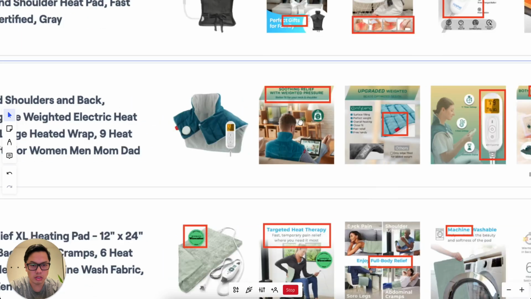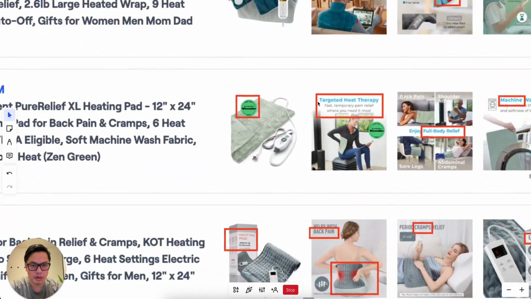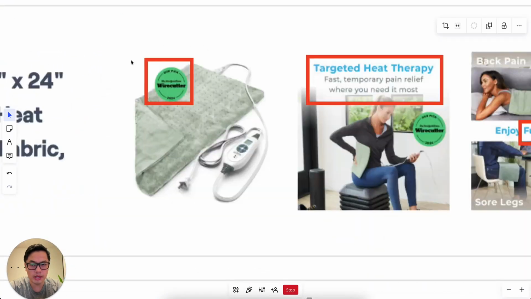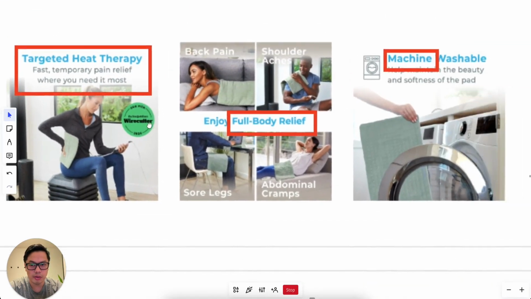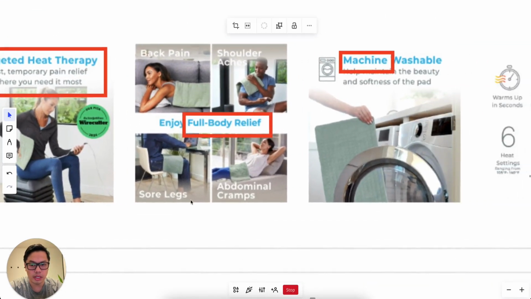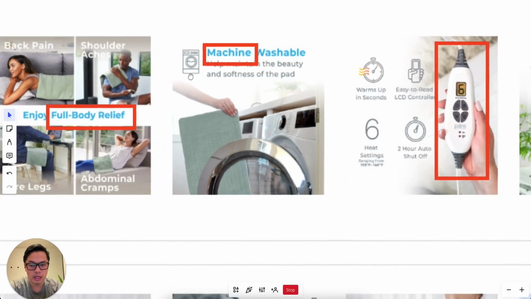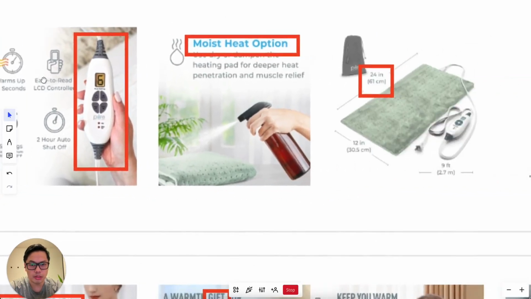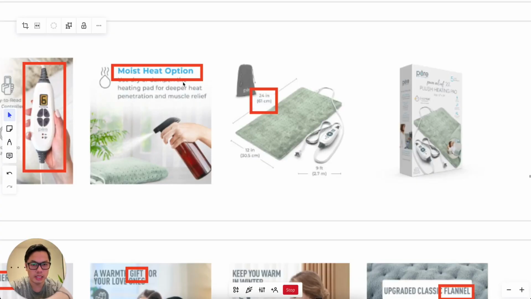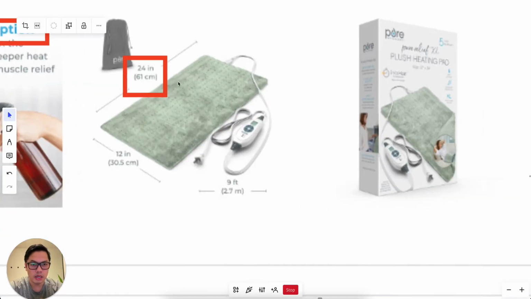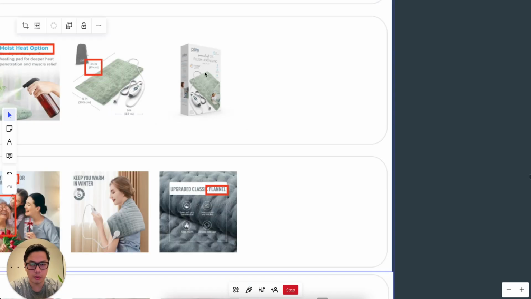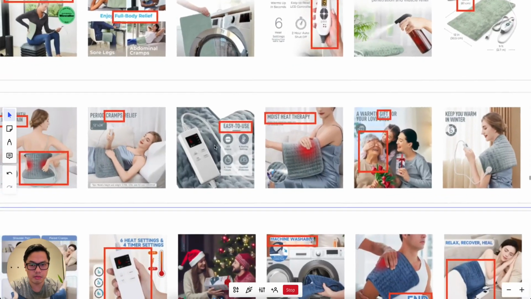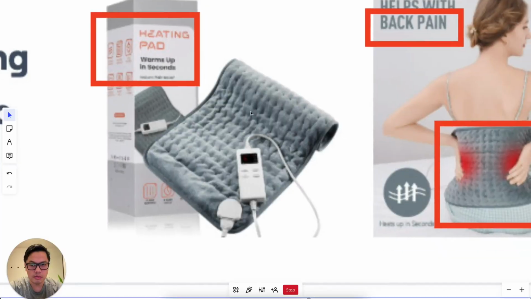This is ours, so I'm just going to skip this one because we're going to go through that one in depth. Here they have a social proof thing on the main image, targeted heat therapy. Here they talk about different targets, so legs, cramps, shoulder, back, machine washable, and moist heat therapy. Dimensions, and then just the box. So this is kind of a waste of an image slot, but see what else we got.